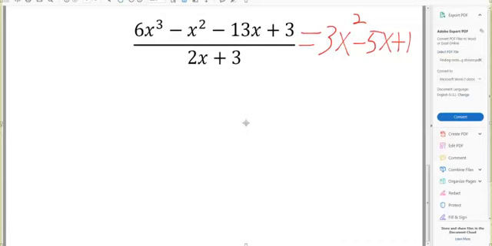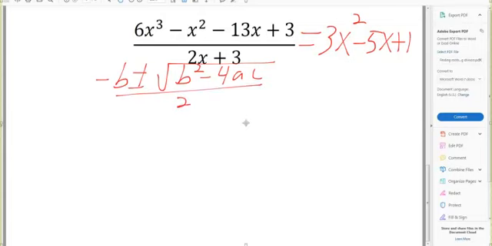So having divided out our 6x cubed minus x squared minus 13x plus 3 over 2x plus 3, we have one 0. Unfortunately, we now have to find the other 0 from the quadratic. And you can try to factor if you want, but you'll find that it does not work. So what we'll have to do is use the quadratic formula. And if you need a refresher on the quadratic formula, go back and watch the video for that. But I will go ahead and write it out. So we have negative b plus or minus square root of b squared minus 4ac all over 2a.